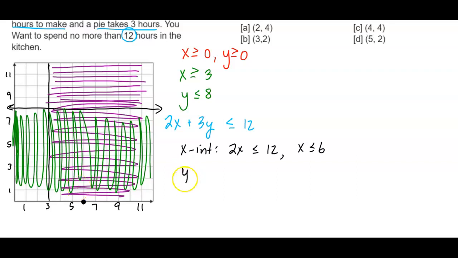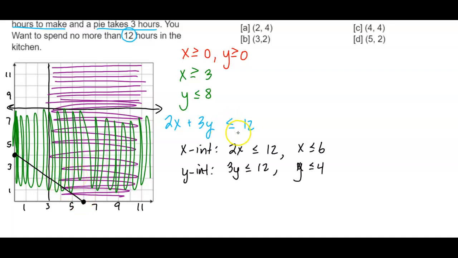The y-intercept you're going to get by taking the same equation and setting x equal to 0. So now 3y must be less than or equal to 12. Divide by 3, you get y, not x, y must be less than or equal to 4. So now on the y-axis, we have another dot here. That's where it crosses the y. And if you connect those two, there is your line.